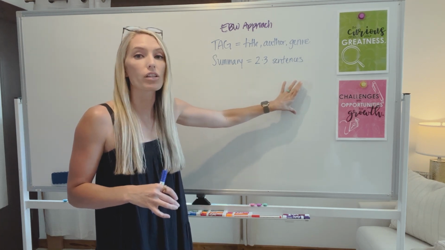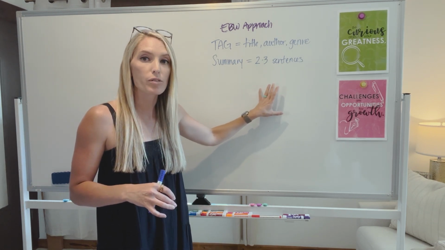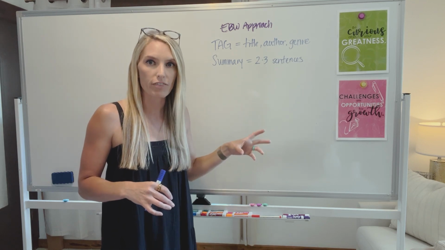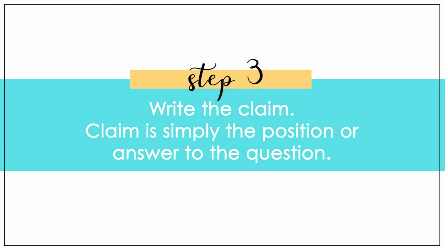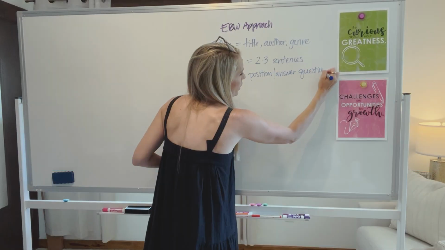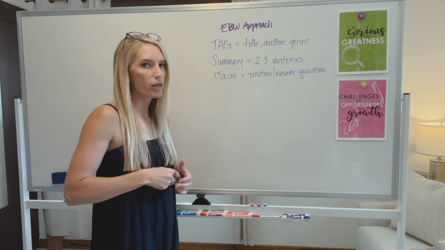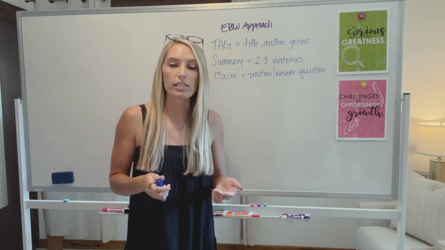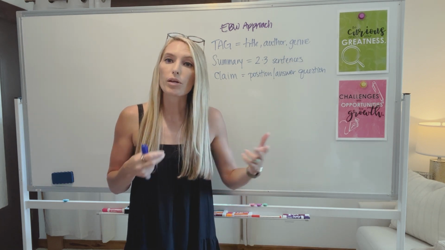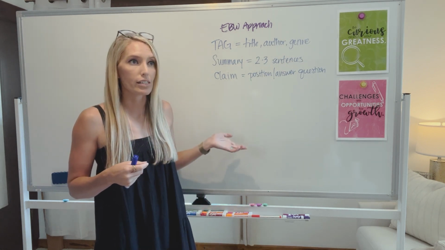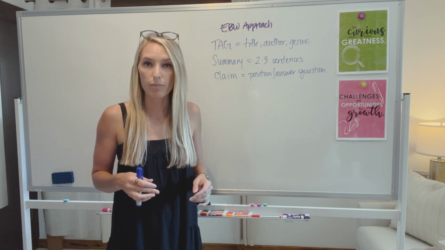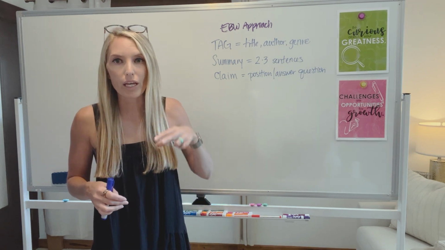We're giving them, essentially, think of it like training wheels to help support them as they start to feel more and more confident. Then after the summary at EB, we teach our claim. And this is simply your position or answer to the question. And if our question, we'll keep with The House on Mango Street, is how is Esperanza's identity shaped by her surroundings? At EB, we teach this to be very simple. Esperanza's identity is shaped by her surroundings.